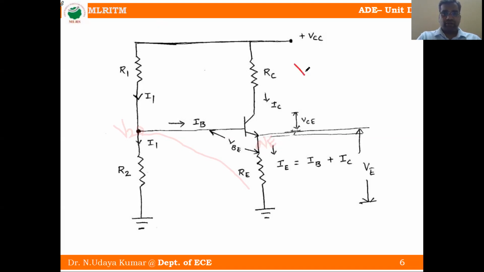So V2 is equal to VBE plus VE. This is the KVL. We write the KVL from V2 to here. First V2 minus the other voltage VBE minus the voltage VE equals 0. From this we write V2 is equal to VBE plus VE. Okay, understood?